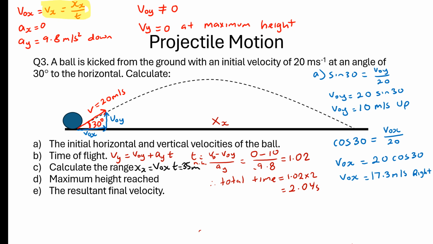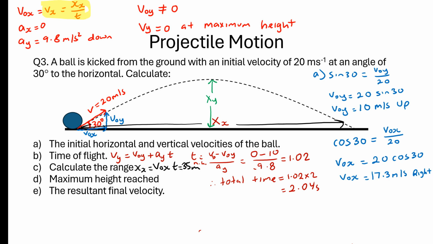All right. Question D, calculate the maximum height reached. What is the maximum height reached? So we said this is your range, and the maximum height would be from here, I'll just call this xy, to here. So what is the maximum height?